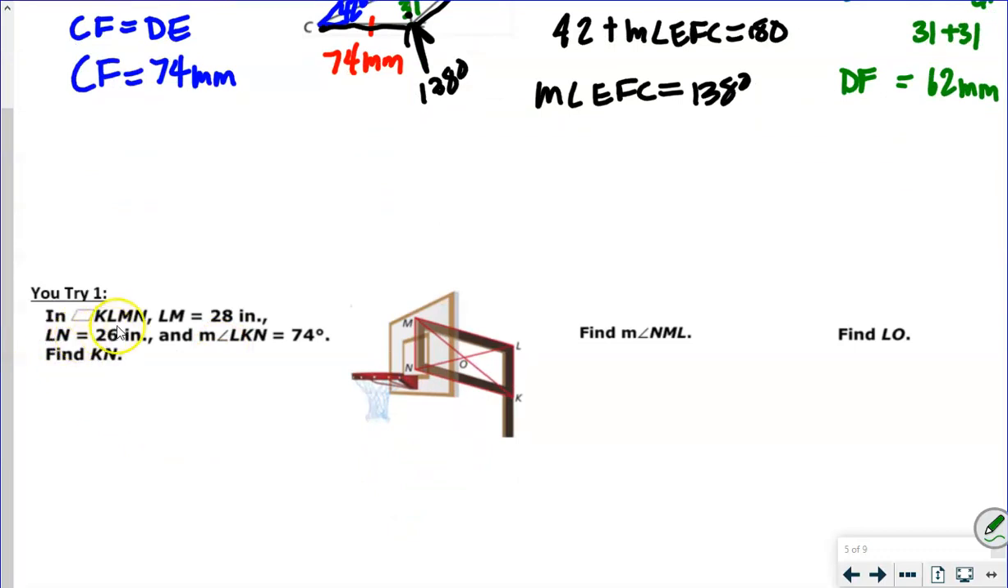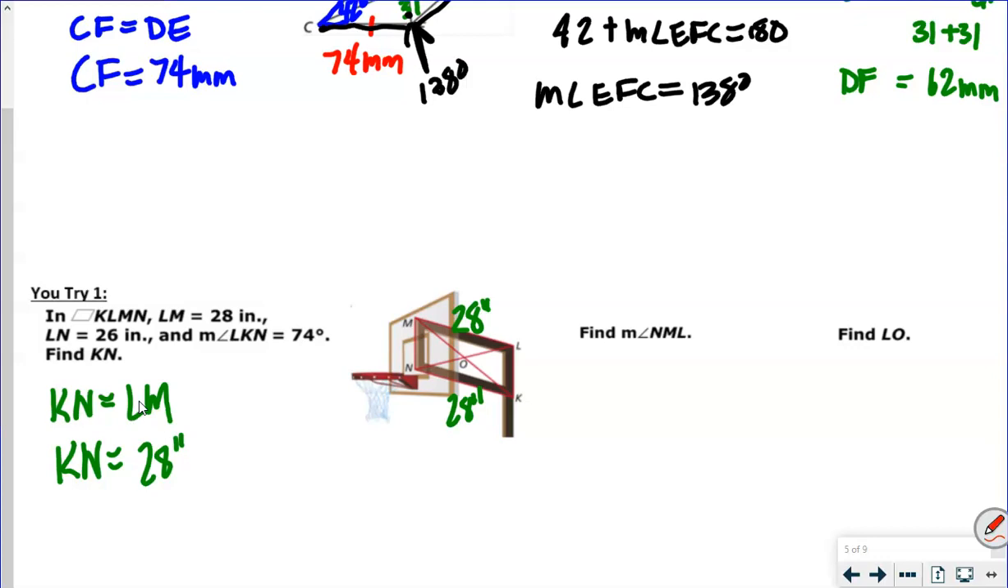So it says in parallelogram KLMN, LM is 28. So LM is 28 right there, inches, which means NK, or KN, is 28 inches. And so we're going to say KN is equal to LM, right? So KN is equal to 28 inches, right? All right, then it says NML. So what else are we given? We're given that LN is 26.